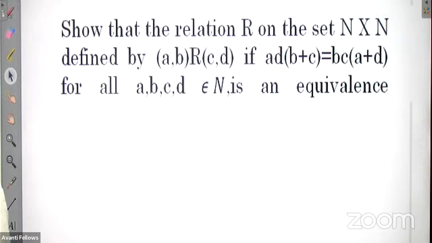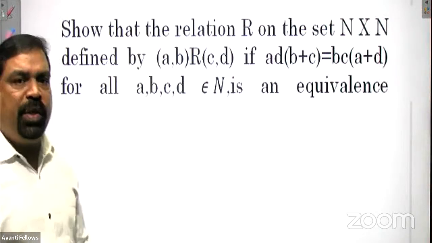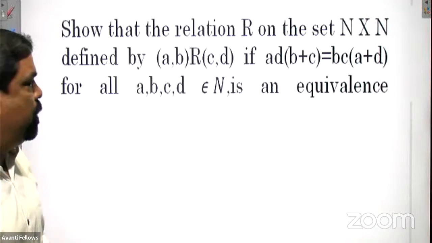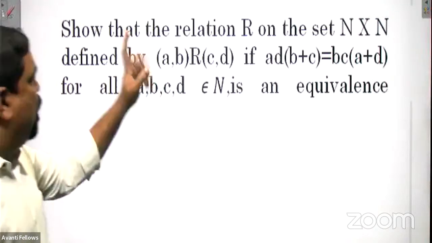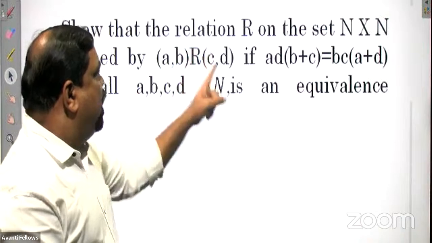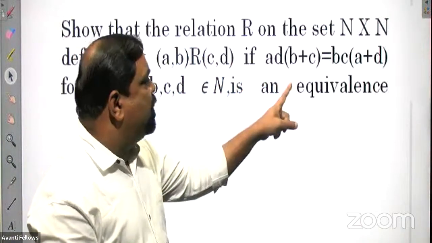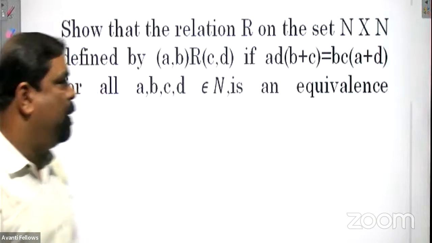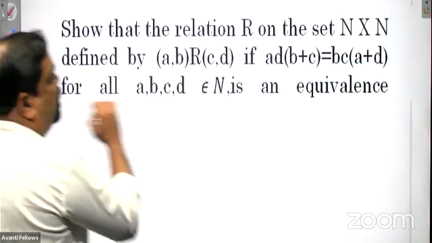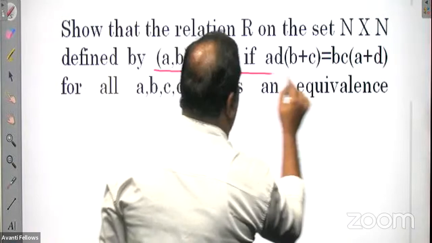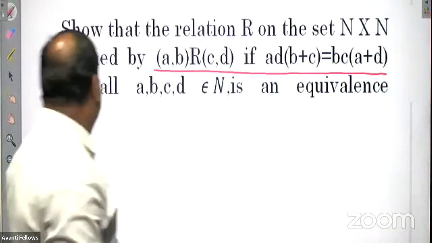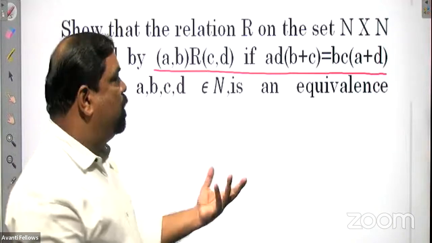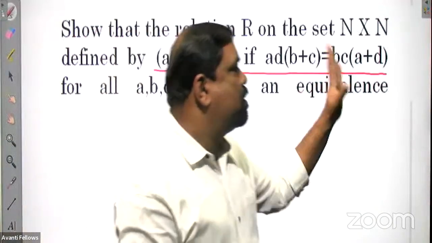Show that the relation on the set N cross N, where N is the set of all natural numbers, defined by (A, B) is related to (C, D) if AD(B + C) = BC(A + D), for all A, B, C, D belonging to N, where A, B, C, D are natural numbers, is an equivalence relation.